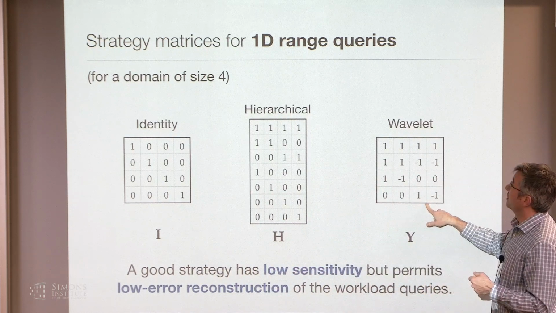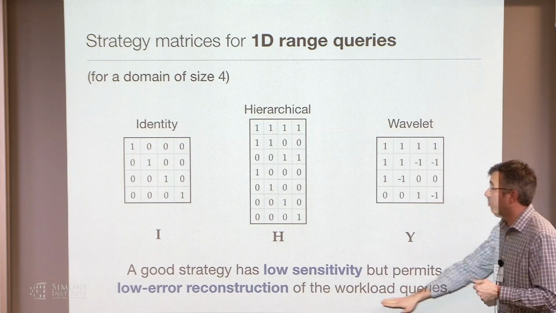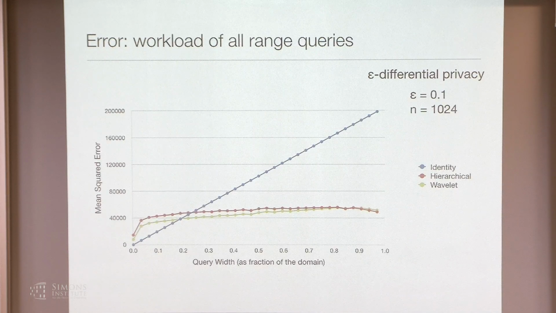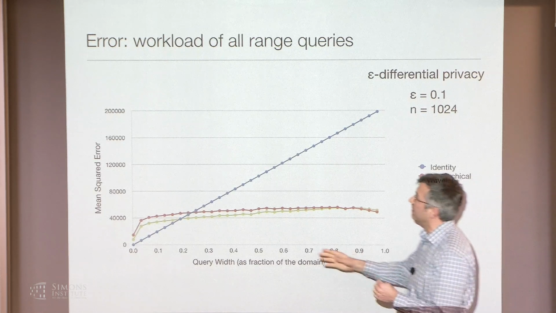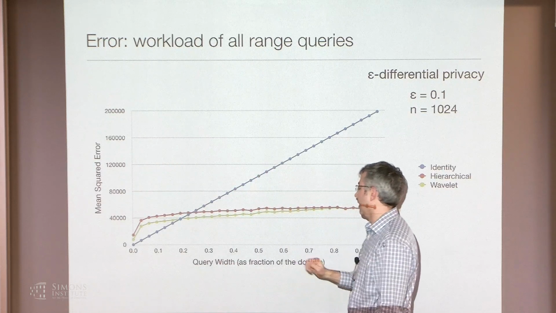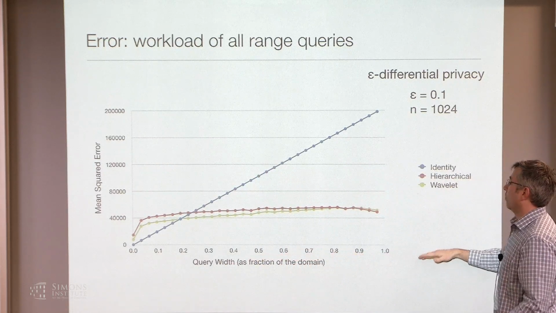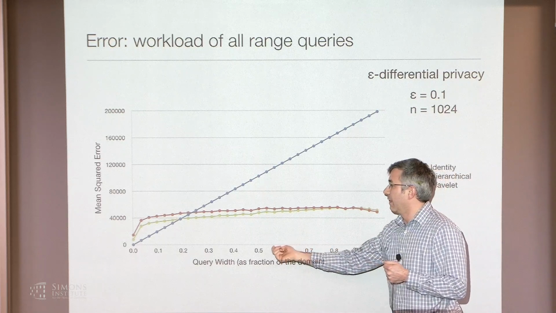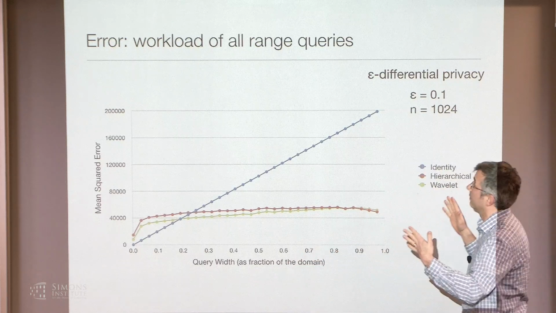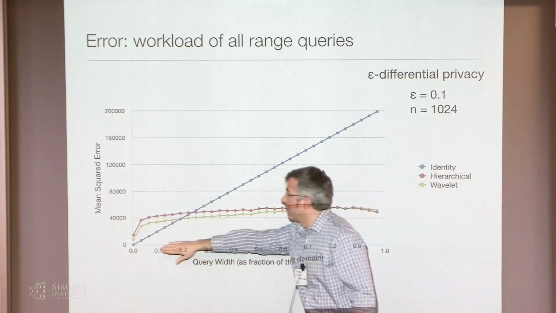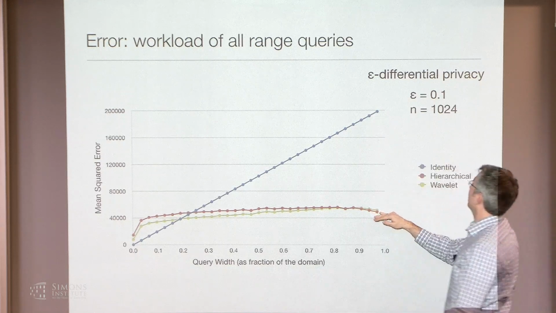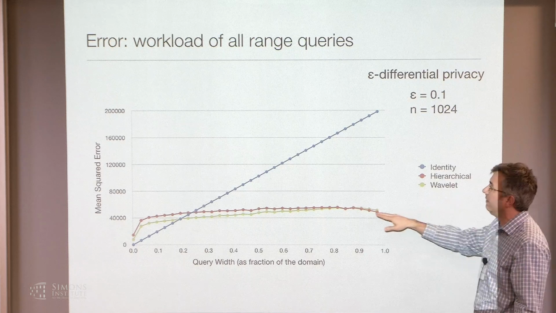These two strategies have higher sensitivity, but they support efficient reconstruction. And just to show what happens empirically if you run these and look at mean squared error, with higher error on the y-axis, and you look at the range queries, organized by the width of the query as a fraction of the domain size. What you see is with identity, the larger the query, the larger the error. And with these hierarchical techniques and wavelet, you're getting very similar performance.